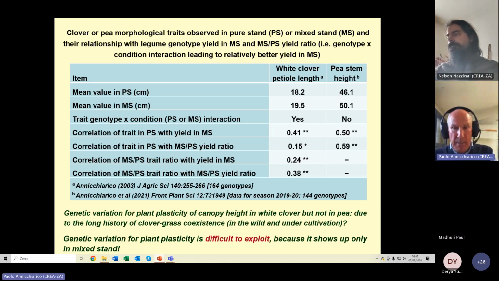But the main point I would like to make is that genetic variation for plant plasticity could be useful, but it is difficult to exploit because it shows up only in mixed stand. That is a condition where we may already be assessing directly the yield response.